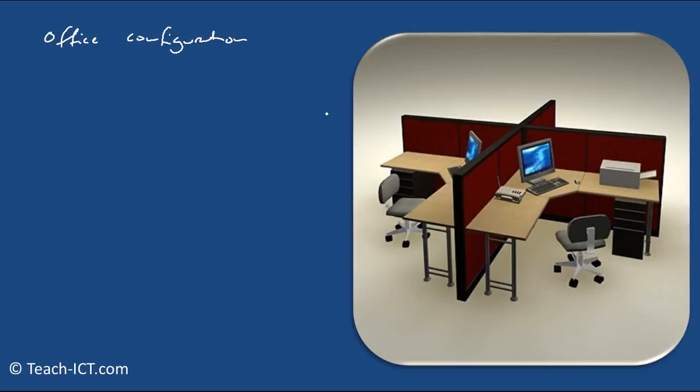Right then, I'm going to put a couple of words down here. Office configuration. What do I mean by that? Well, what I mean by that is basically nothing more than the way that you set up your computer system at the place of work.